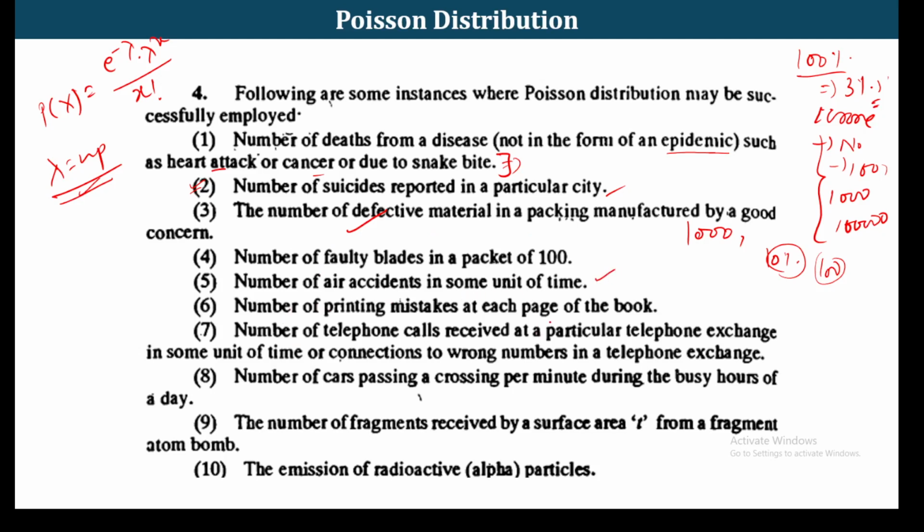Number of printing mistakes on each page of a book. Number of telephone calls received at a particular telephone exchange in some unit of time, and connections to the wrong number in a telephone exchange. Then, number of cars crossing per minute during the busy hours of a day. Number of fragments received by a surface area from a fragmenting atom bomb. It's like a decay or nuclear item we can say. Emission of radioactive alpha particles. In those cases, you can apply the Poisson distribution.